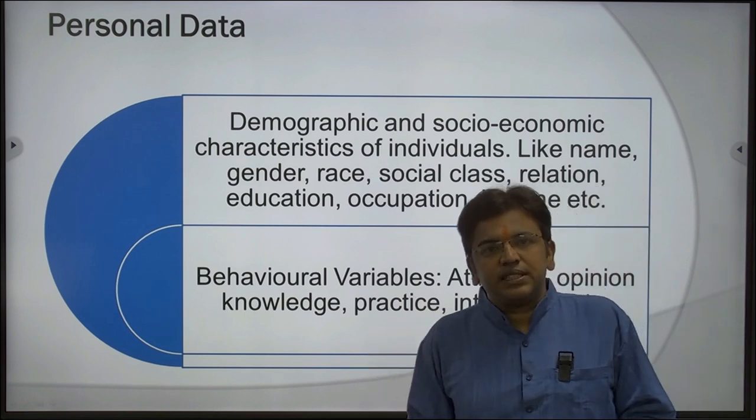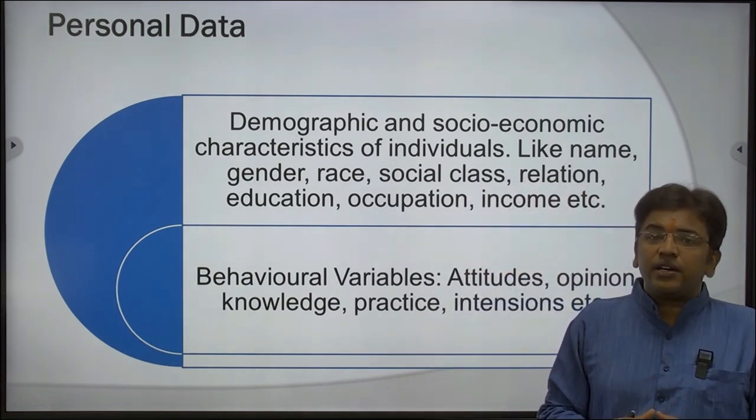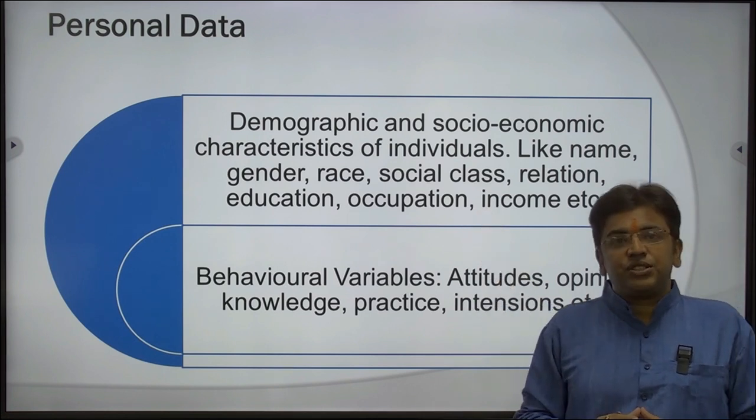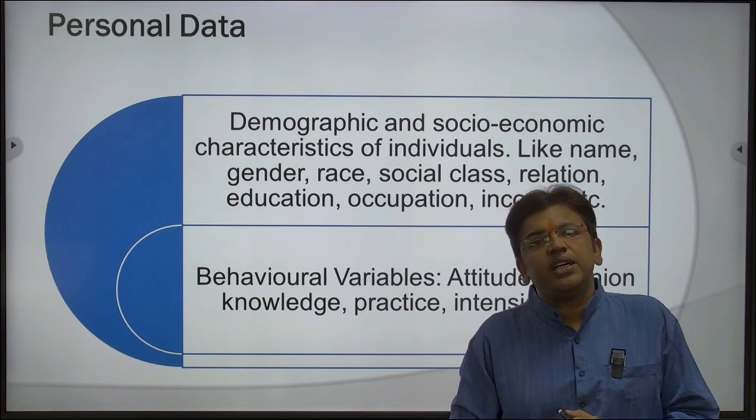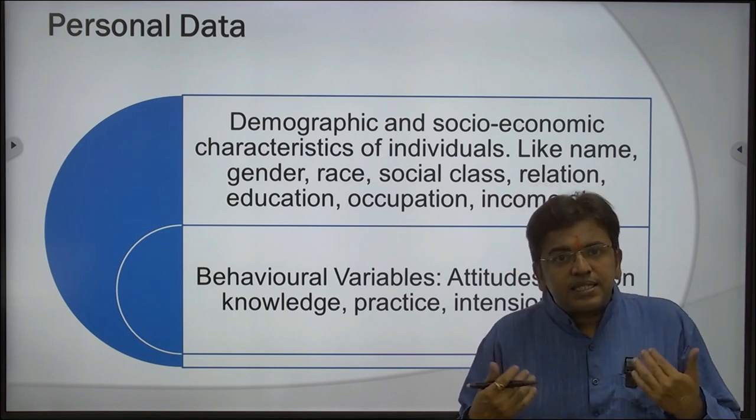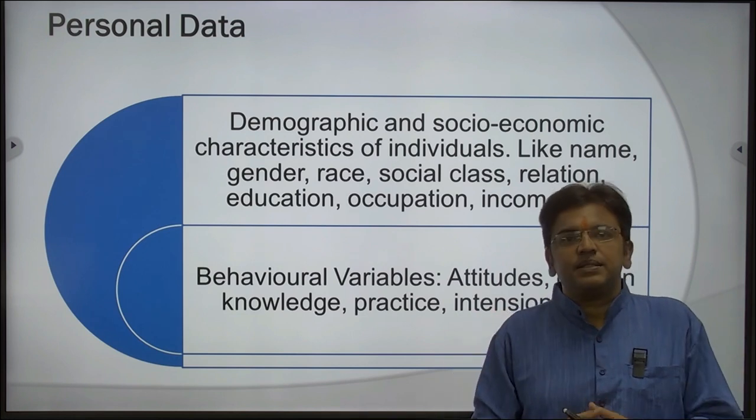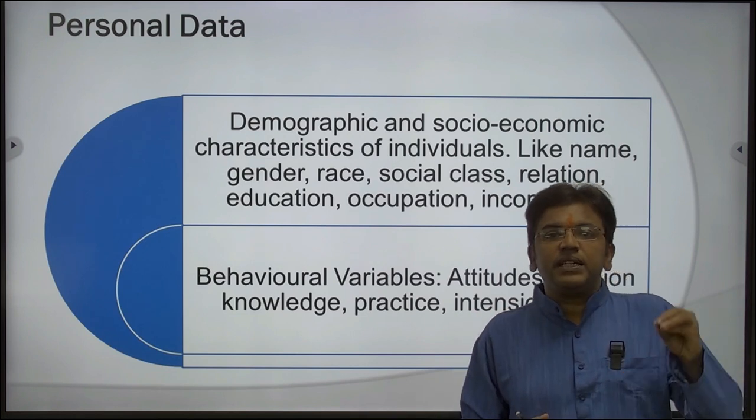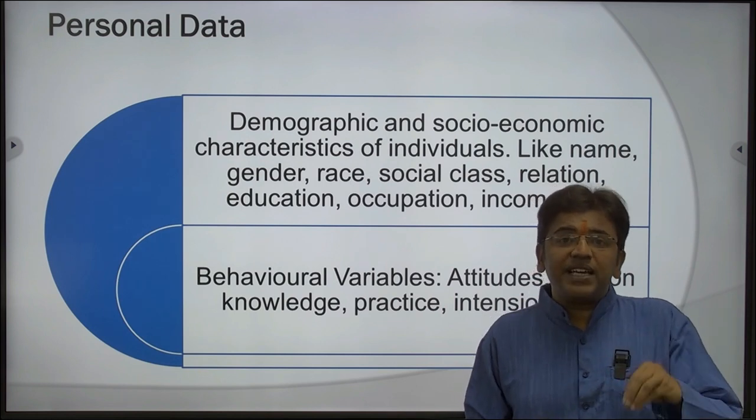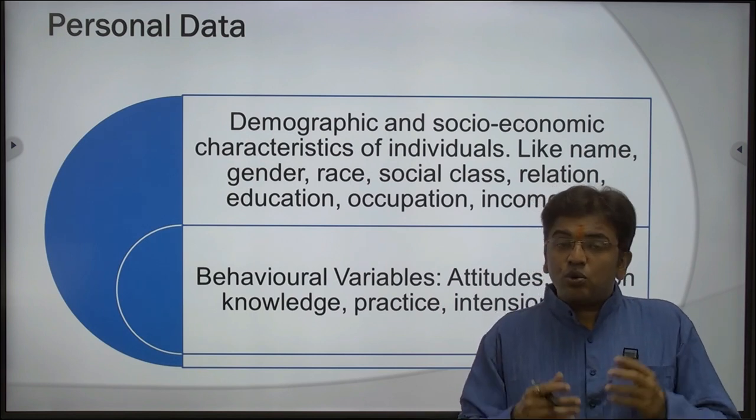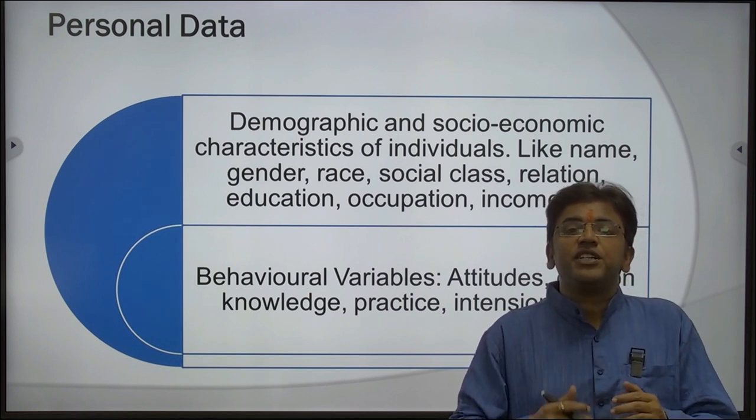Now personal data. As I have told you, individuals who are involved in the research, we are going to take the data from that individual. For example, if we are going to conduct a study on the customer satisfaction of the banking system, we are going to take the data from an individual customer who is being served by a specific bank. So here a customer of a specific bank is going to be our respondent.